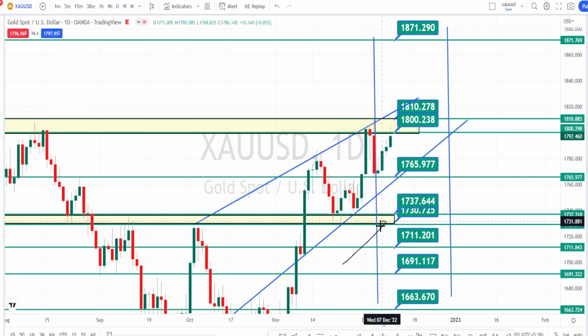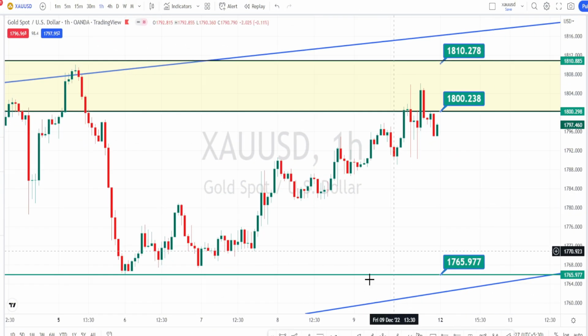And for now, the current trend of the price action in daily time frame is also on a bullish trend, as long as it is trading between this support line and the resistance line. Let us look at the price action in hourly time frame.